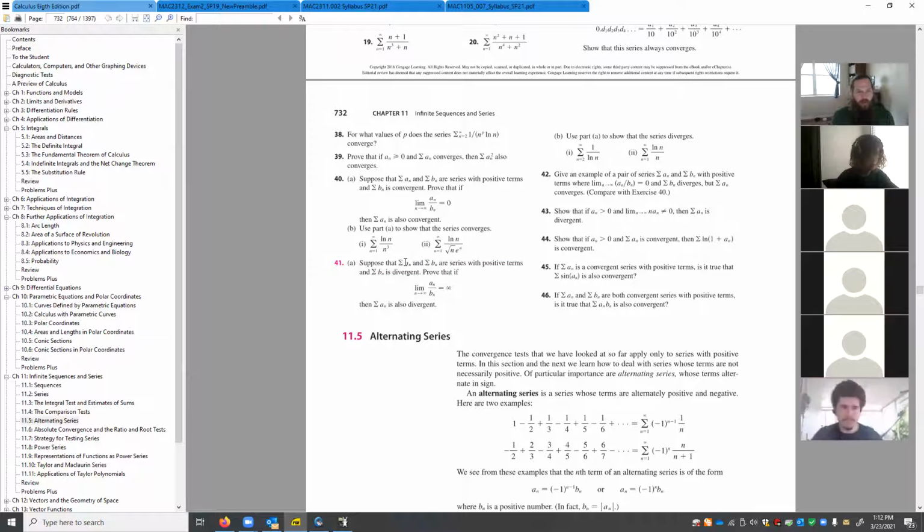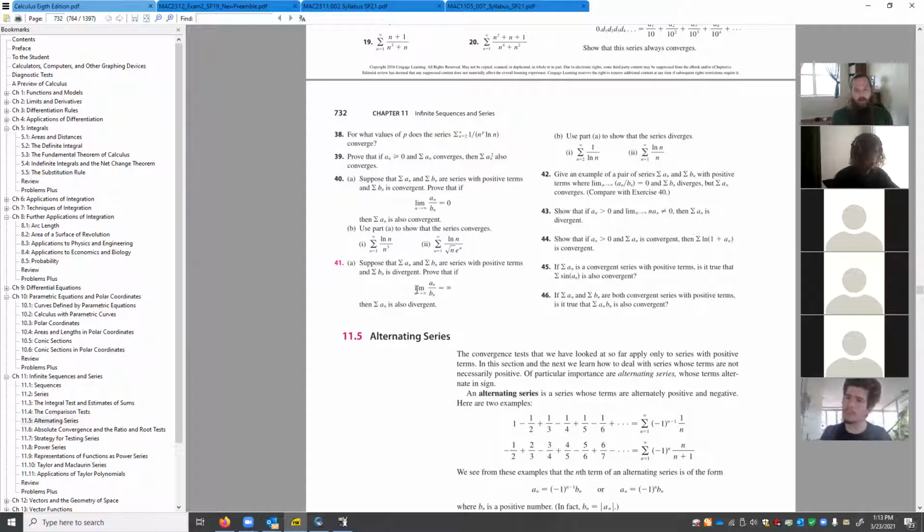So if sigma AN and sigma BN are series of positive terms, and sigma BN is divergent, prove that if the limit of the AN over the BN is infinity, then sigma AN is also divergent. Note, this doesn't say that they do the same thing necessarily. If the limit of the AN over the BN were infinity and sigma BN were convergent, we wouldn't learn anything. But if the AN over the BN goes to infinity and sigma BN is divergent, then you can conclude that sigma AN is also divergent. You have to think about what this would mean. If the limit of the AN over the BN is large, that means the ANs are all bigger than the BNs.